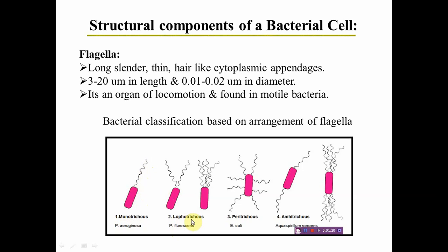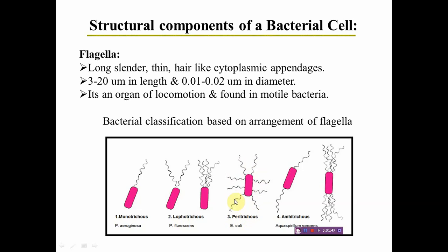Then comes the Lophotrichous arrangement of flagella. What is Lophotrichous arrangement? Two or more than two flagella present on one end of the bacterial cell. This type of morphology is called Lophotrichate arrangement of flagella, and the bacterium is a Lophotrichous bacterium. Pseudomonas fluorescens is the classical example of Lophotrichate arrangement of flagella.